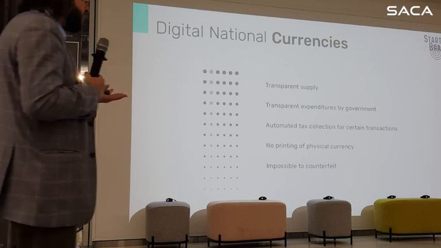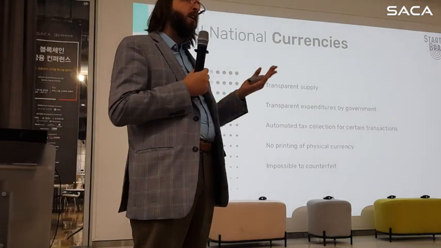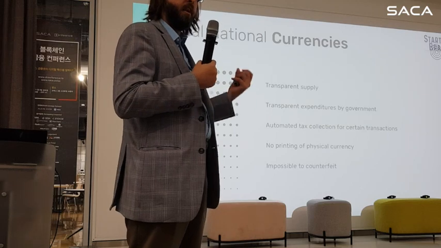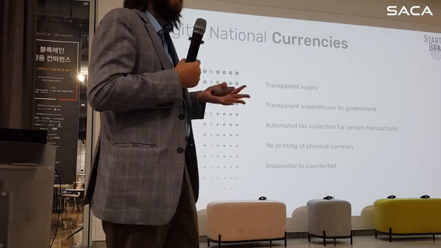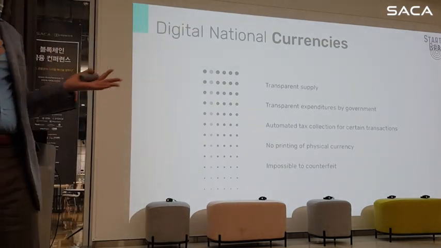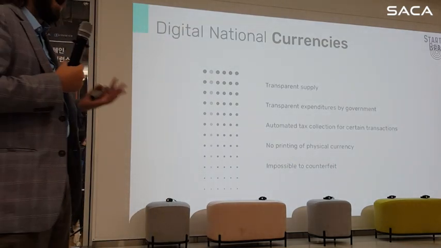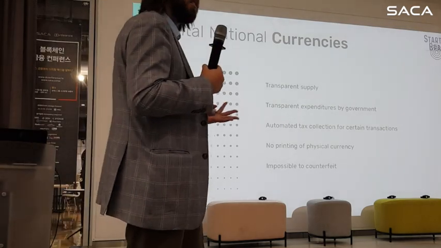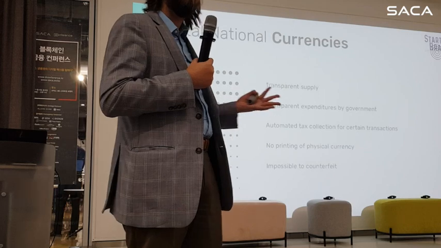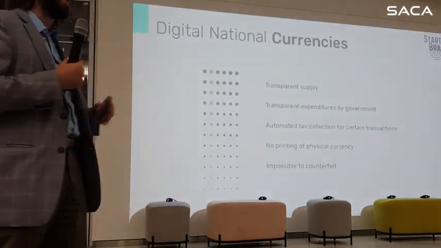We can do transparent supply. So if we're asking what is the actual supply of the currency of the central bank, this can be made public, right? We can have transparent expenditures by the government, right? So how are they actually using our tax dollars, in such a way that we know where this money is going? This is very powerful, right? This really gives power to people.